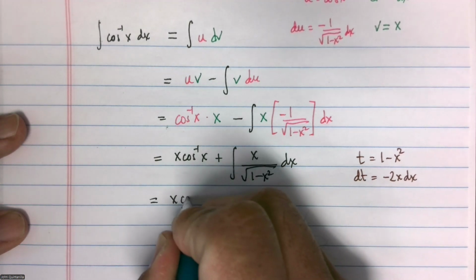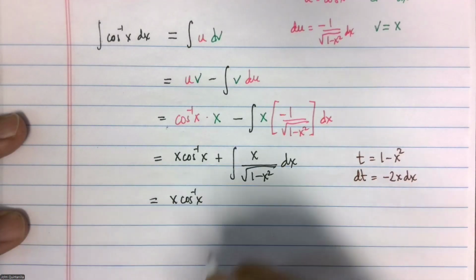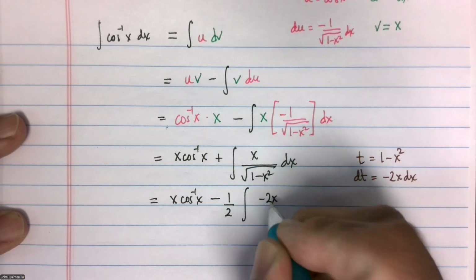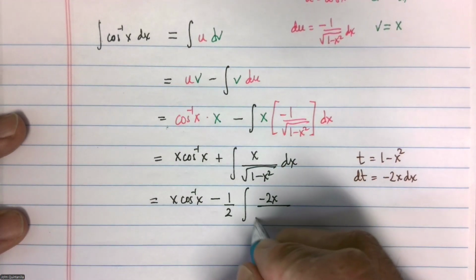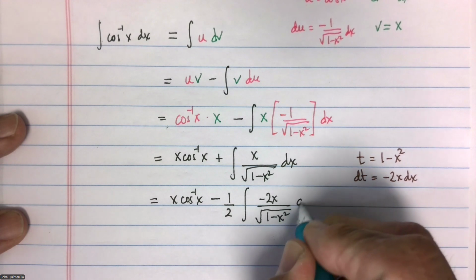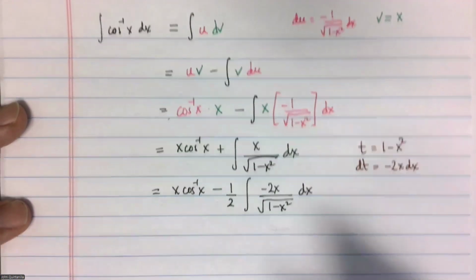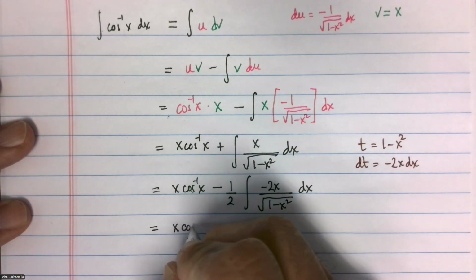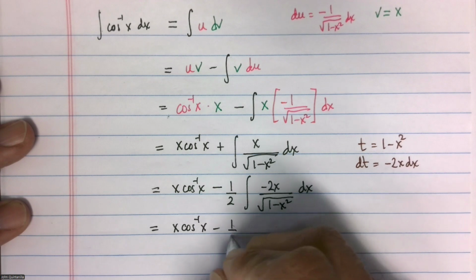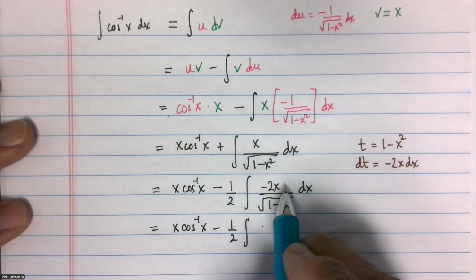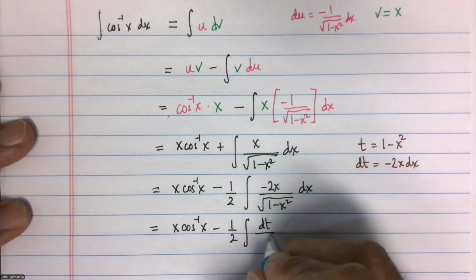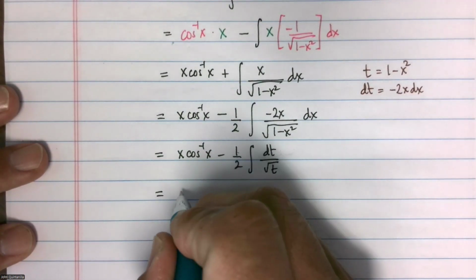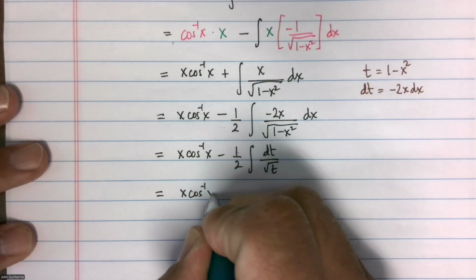So this is equal to x times the arc cosine of x. That just carries along for the ride. Then minus 1/2 integral, and then I multiply by negative 2 on top and keep the denominator the same. Then I run this substitution, so I get x times the arc cosine of x minus 1/2 times the integral of dt over the square root of t. Okay, so that is now a straightforward integral to calculate.